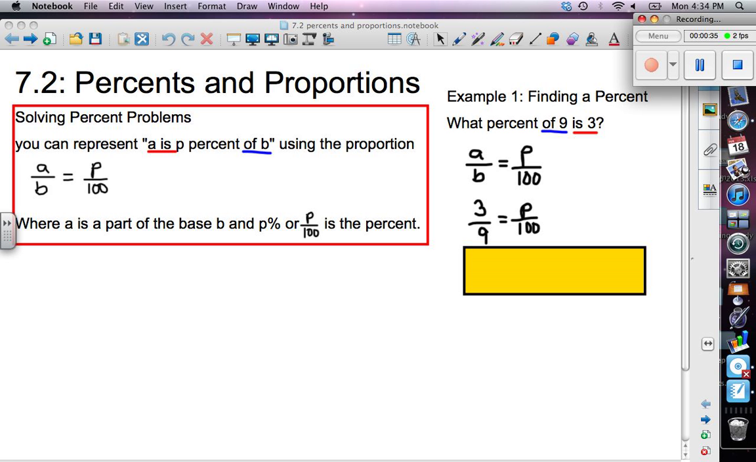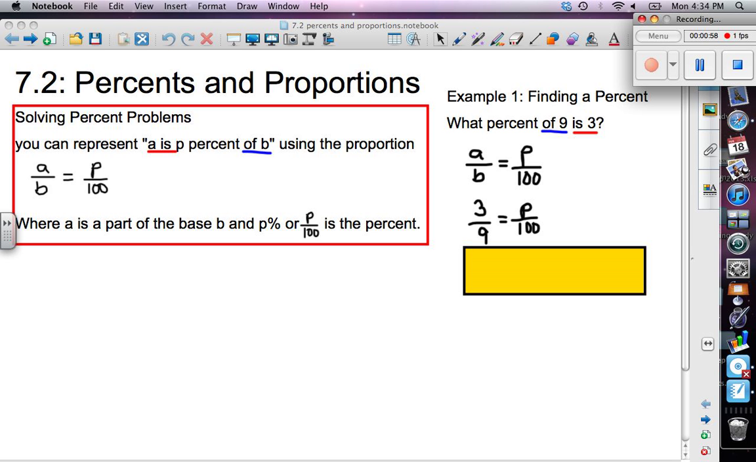So basically, this is telling you, when you're given a problem, what is A? A is always associated with "is," so it goes on the top. P, or if they give you the percent, goes here. So if it said 85%, you put 85 over 100. The "of" always goes with B when you have a phrase.